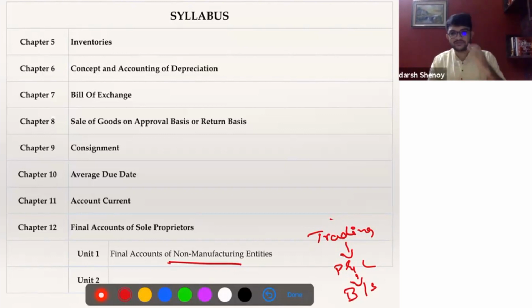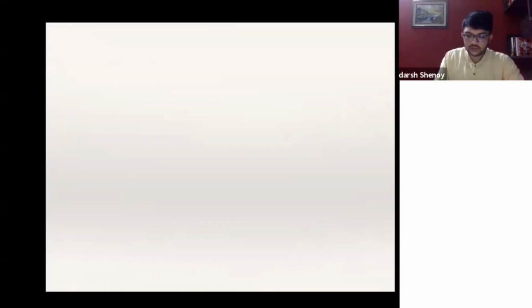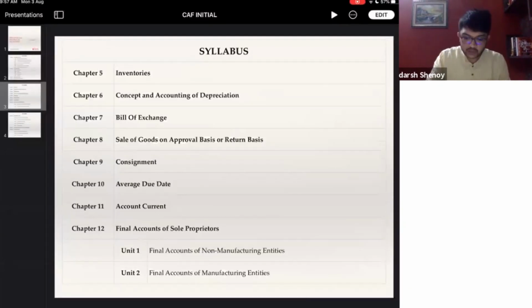Okay. So we are going to study these things we've studied already. That is non-manufacturing entities. They don't manufacture; they do trading: buy goods and sell goods. Then profit and loss and the balance sheet. Now we're going to study something called final accounts of manufacturing entities also. We have studied non-manufacturing too, what we have already studied is also there. In addition to that, we study manufacturing entities also.